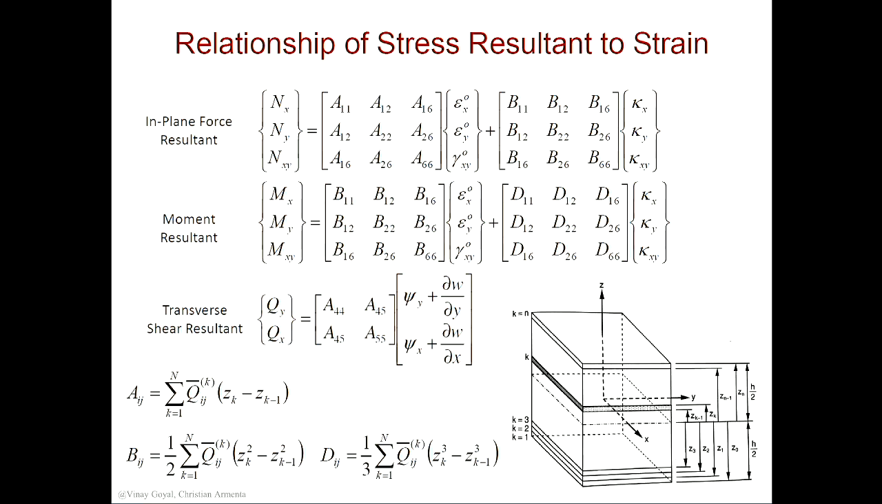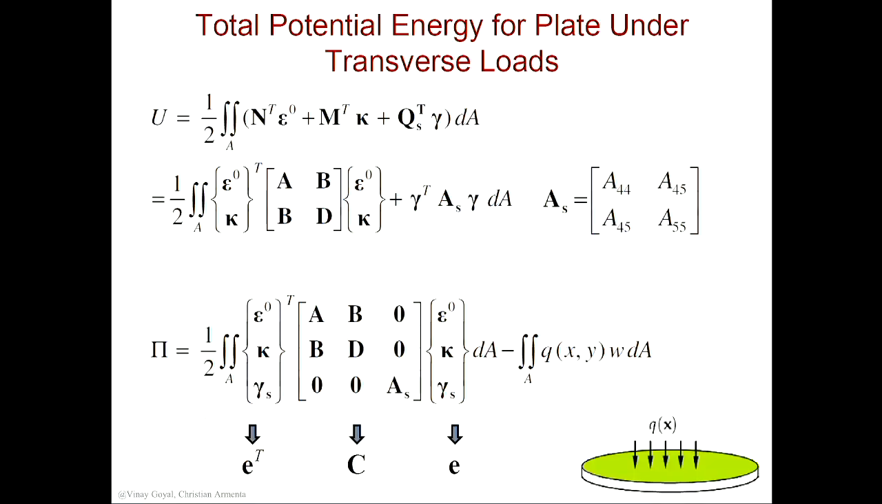A is the extensional stiffness matrix. B is the extension-bending coupling stiffness matrix, so I can have coupling now. If I apply axial loading, the structure bends, right? It can bend also if it's composites. And then D is the bending stiffness matrix. Okay, so I'm kind of summarizing that for you.